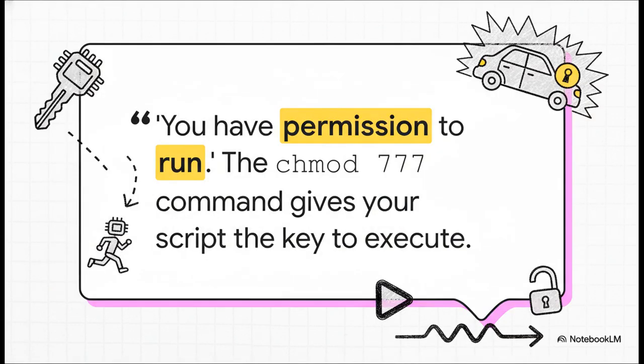Okay, but here's a crucial step. Before you can run any new script, you have to give it permission to run. A super simple command for this is chmod 777. The way I like to think about it, it's like giving your script a key to the car. You're telling the computer, yep, this code is legit. You have my permission to execute it. It's a quick, one-time thing you do for each new script.